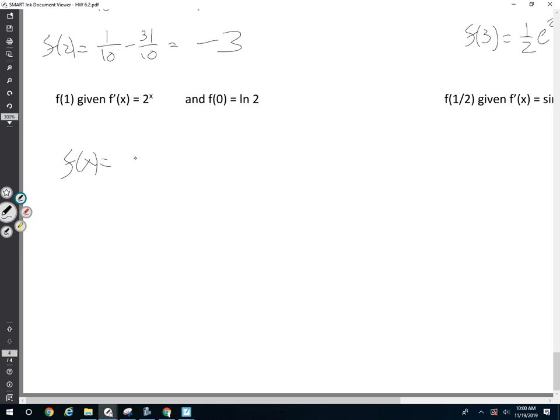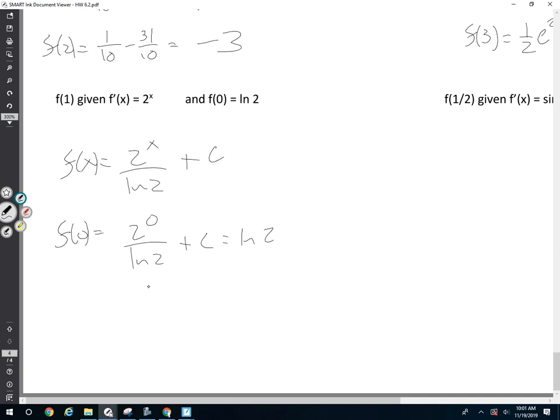F of x, 2 to the x over log 2. Okay, plus c. F of 0 is log 2. So I got 2 to the log 2. Unfortunately, that's not 1. Oh, gosh, what am I doing? F of 0 is log 2. I was thinking ahead. 2 to the 0 over log 2 plus c equals log 2.